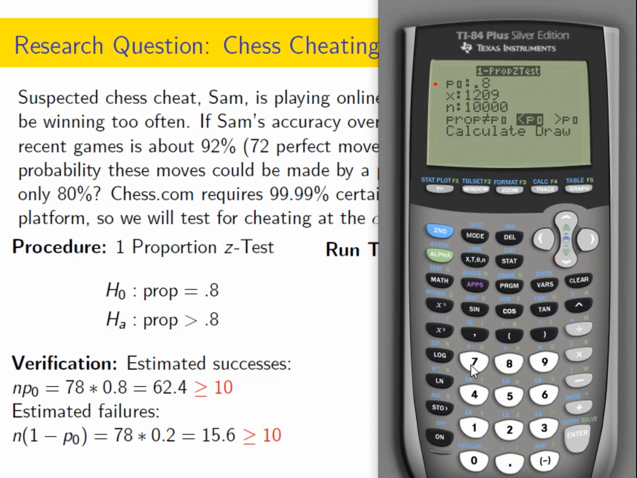And it asks for the x, which is the number of successes, and it asks for the number of total observations, which was 78. We had a greater than hypothesis that we're looking at, right? We had greater than here. So we're matching that in our alternative hypothesis row. And then we're going to draw this.